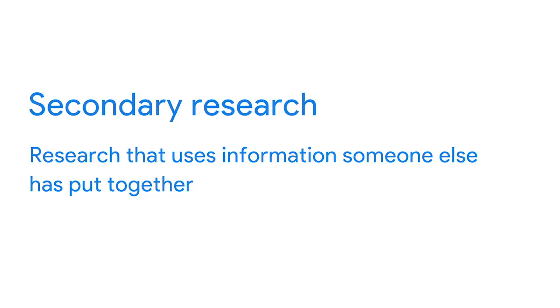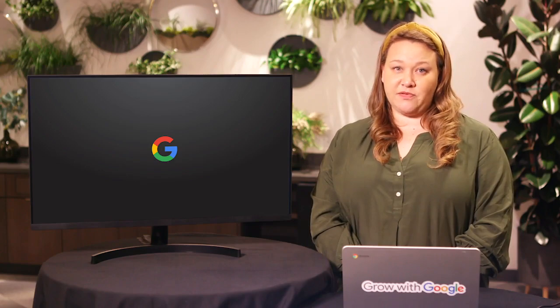Primary research is research you conduct yourself. For example, you might interview users, survey users, or conduct a usability study to hear from users directly. Secondary research is research that uses information someone else has put together. Secondary research can be information from books, articles, or journals. You've probably done secondary research before and not even realized it. Did you know looking up the statistics of a sports team counts as secondary research?